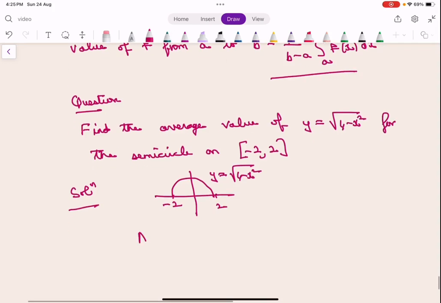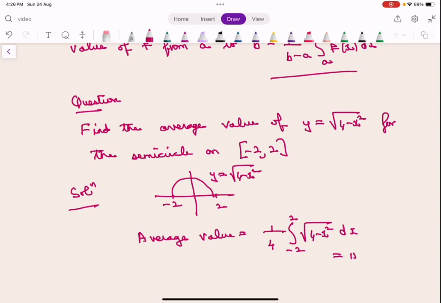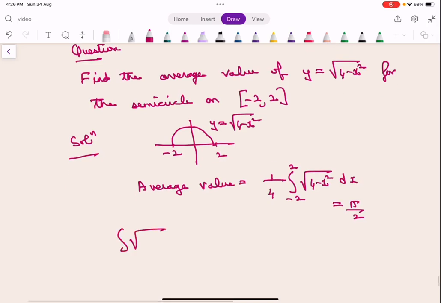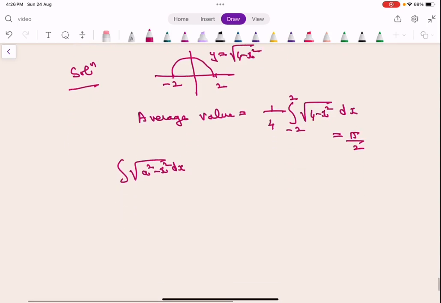So your average value, what is the formula for the average value? 1 by b minus a. So it becomes 1 by 2 minus minus 2, that is 1 by 4, integral minus 2 to 2, root 4 minus x squared dx, and integrating, you will get the answer as pi by 2. I'm assuming that you know the formula for integral root a squared minus x squared. If not, you can refer to my earlier videos on YouTube. Okay, now coming to the next question.